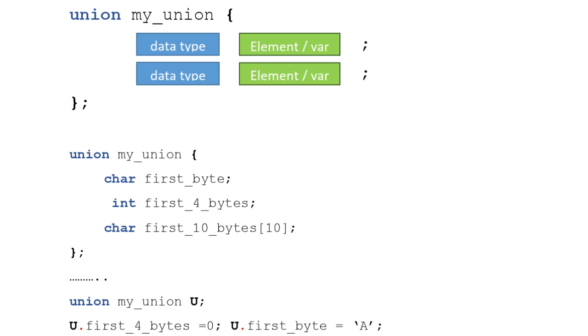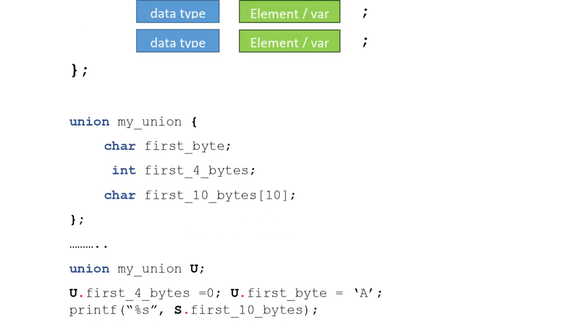This memory sharing enables efficient use of memory when only one member is active at a time, making unions useful for space optimization in certain scenarios. I mean, it has special uses. It's not something that everybody should play with. You will not come up with a common solution that would be utilizing the unions. Unions have special usage. I'll give you an example though.